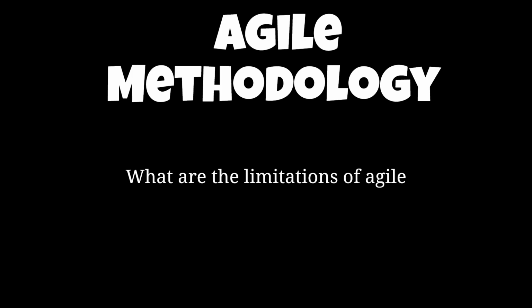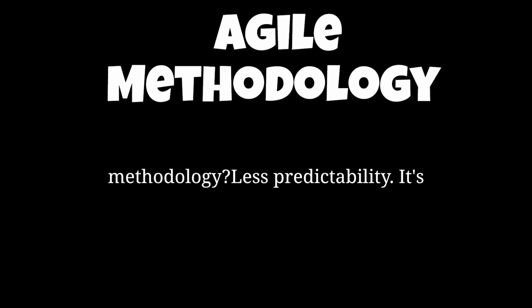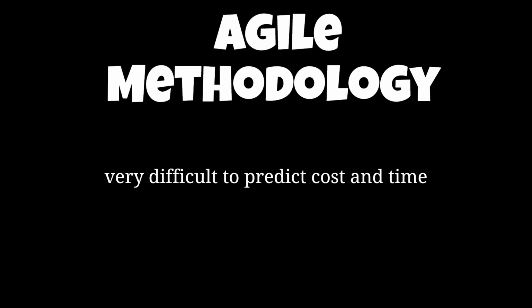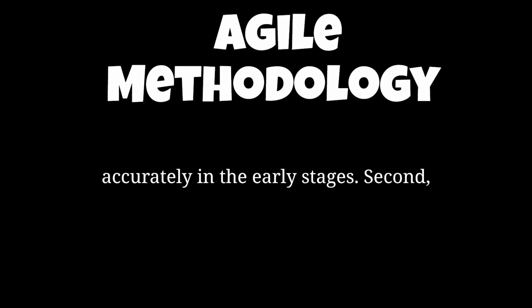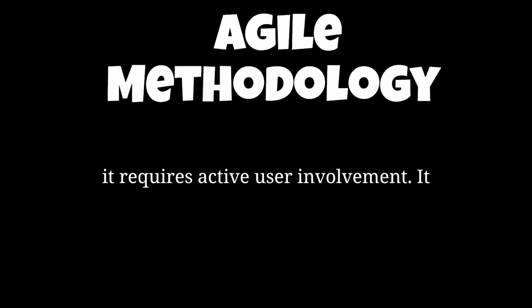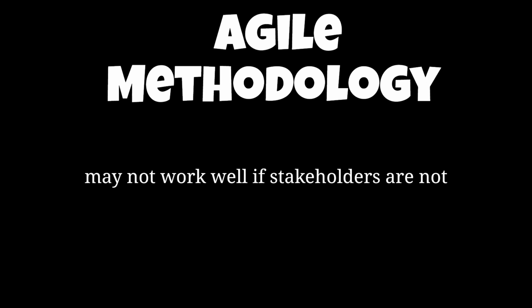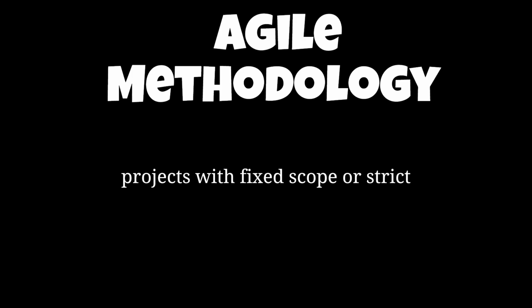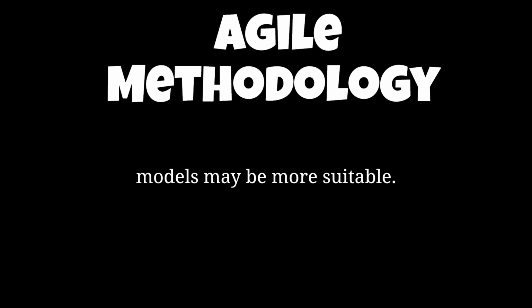What are the limitations of agile methodology? Less predictability. It's very difficult to predict cost and time accurately in the early stages. Second, it requires active user involvement. It may not work well if stakeholders are not available for feedback. Third, it's not ideal for all projects. For projects with fixed scope or strict regulatory requirements, traditional models may be more suitable.